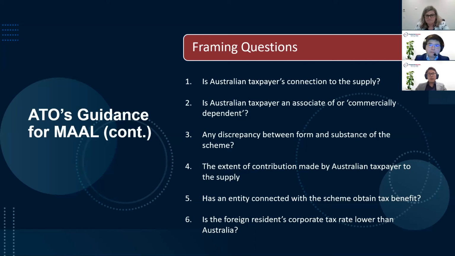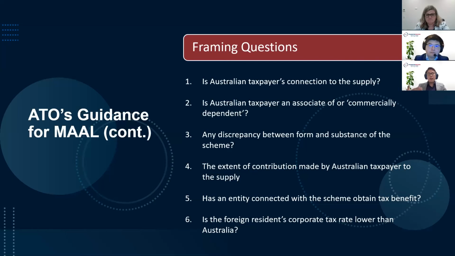And which leads us to the next question, which is, has an entity connected with the scheme obtained tax benefits from it? I guess, as has been mentioned by Shannon and Kevin, tax benefits are the key to MAAL, right? Or simply whether its tax liability has reduced due to the scheme. Right here, we can assess whether there's any tax concession enjoyed by the foreign entity, which reduces the tax on the income from sales to Australian customers.